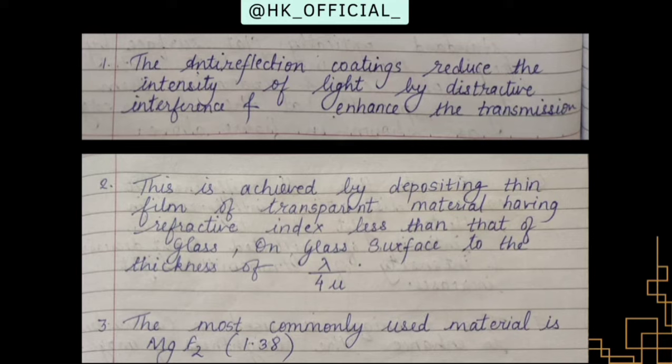On the glass surface, to the thickness of lambda upon 4 mu, and make it possible that you should maintain this thickness of lambda upon 4 mu. Then third, the most commonly used material is MgF2 with the refractive index 1.38.